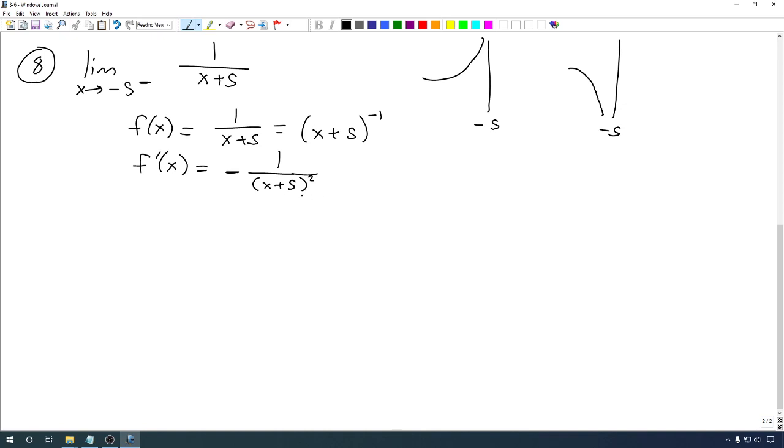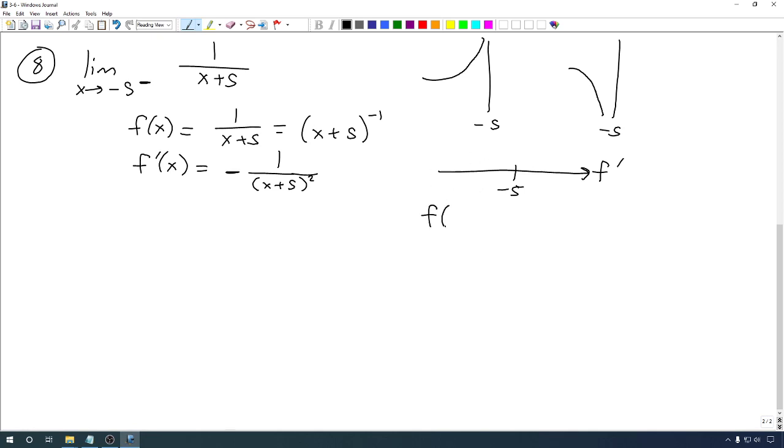Note that this is never 0. We don't have to worry about any critical points where this equals 0. It also doesn't exist at -5, but that's going to be one of our asymptotes. But we can turn that into a number line for our first derivative. Of course, we're not really concerned with what's happening from -5 onwards. We're only concerned with this side of it.